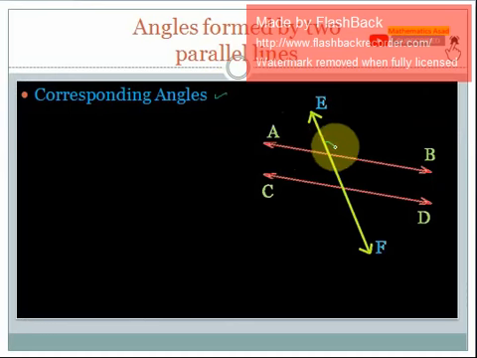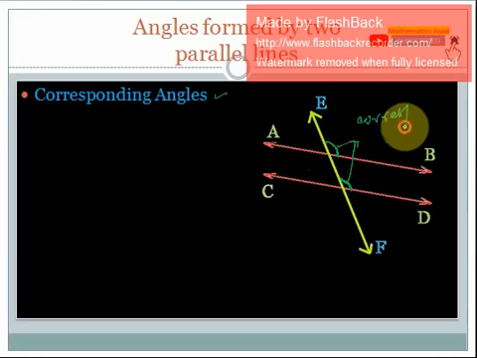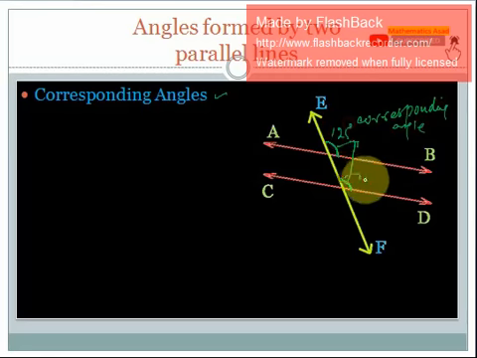Corresponding angles are the angles generated by the transversal line and the parallel line, where the transversal line and parallel line connect, this angle. And this angle is also a corresponding angle, and both are the same. They are corresponding angles, and they are the same. Suppose it is 125 degrees, so it must also be 125 degrees.